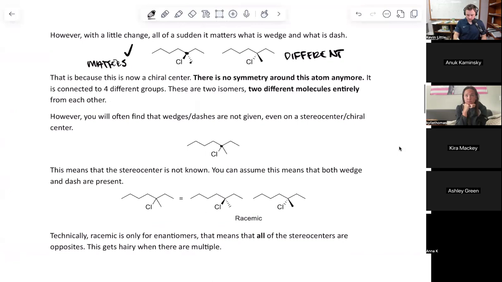This is saying that we actually get both of these as a mixture. Both of these are existing at the same time, and we don't actually know the difference. So it's kind of imprecise language. It's best not to use this. And I know there's a lot of organic professors that if you draw this and you mean for it to be racemic or you mean to have both, you'll get credit taken off. It's kind of a lazy way to draw a stereocenter.